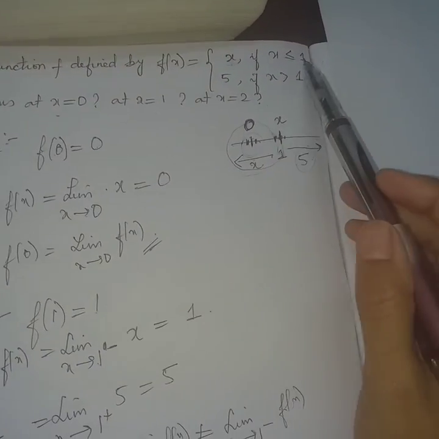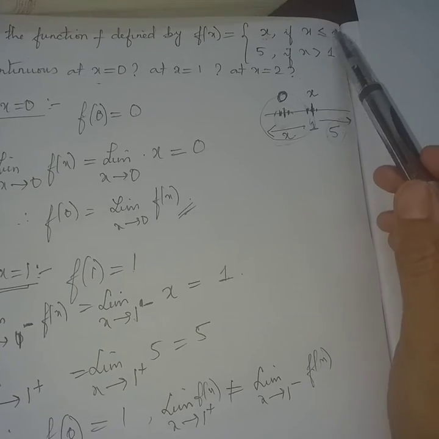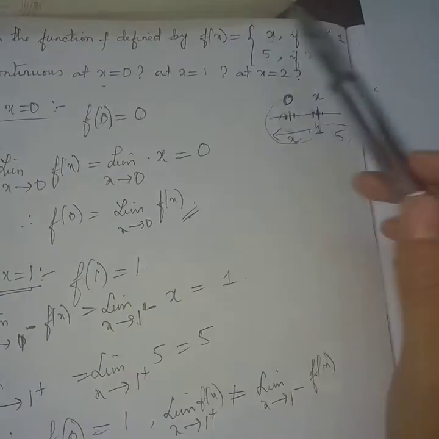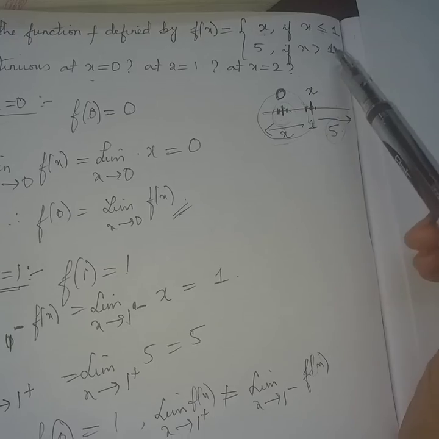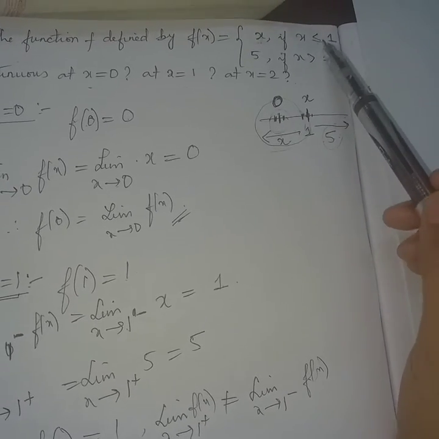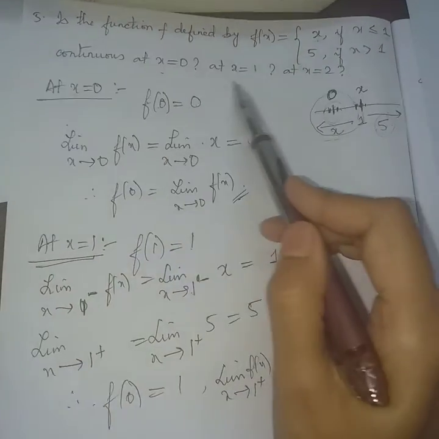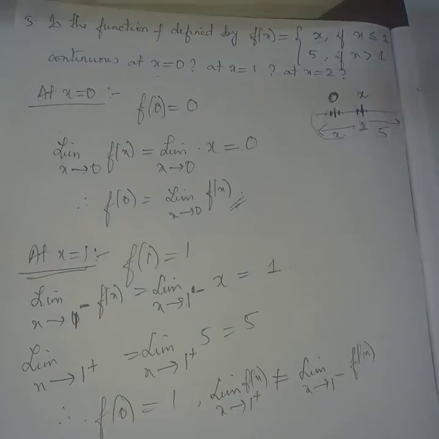We have said that 1 is the most crucial point. If the function is continuous at the point where it is breaking, then for other points it must be continuous. But now since the function is not continuous at this point, at x equal to 0 it was continuous. This was the most crucial point where we have to check.